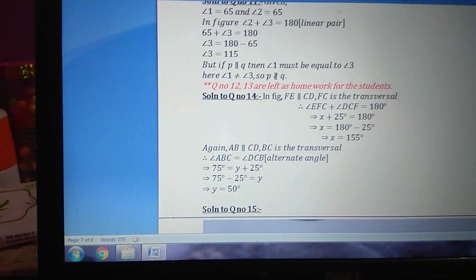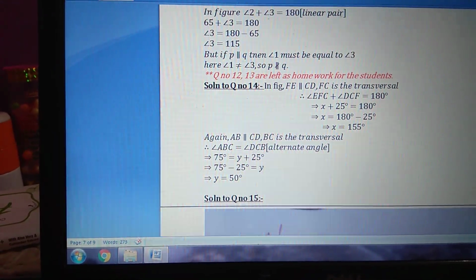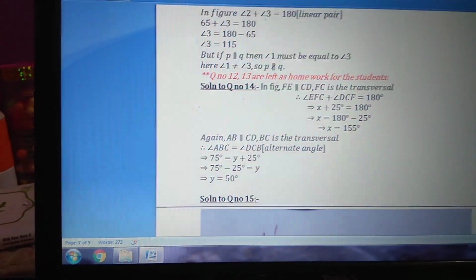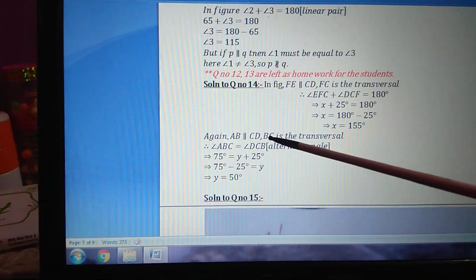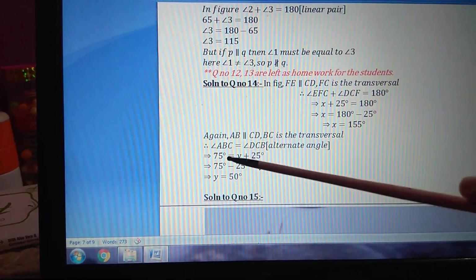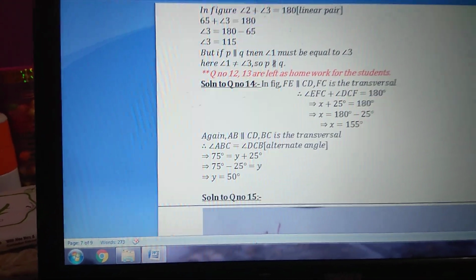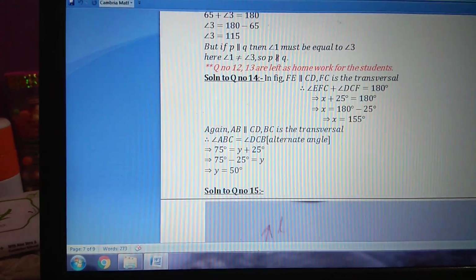Okay. Again, AB is parallel to CD and BC is the transversal. So these two angles are alternate angles. Again, I have placed their respective values and I have got the value of y. Clear? Now, question number 15.